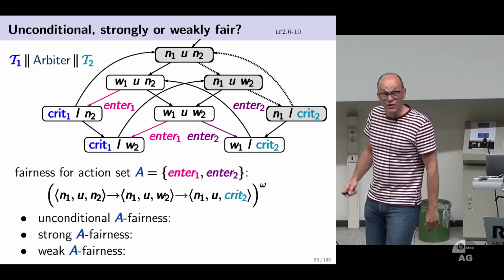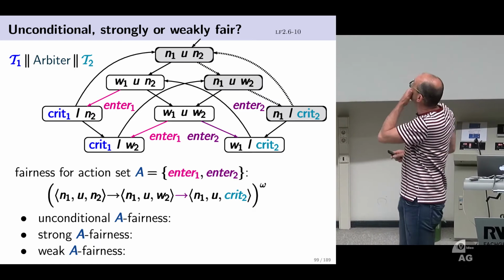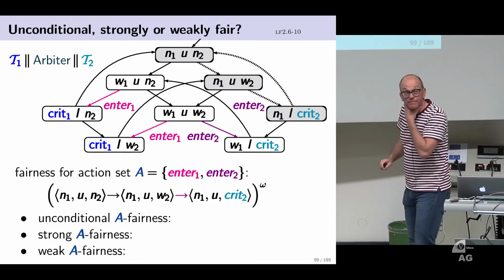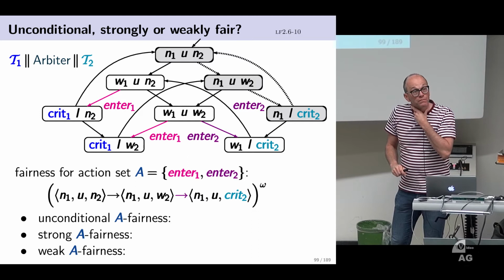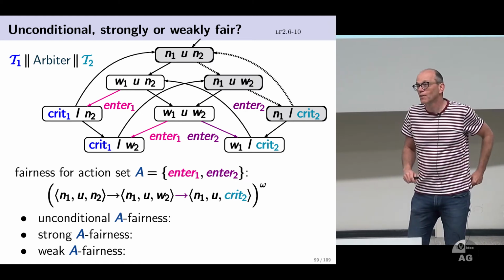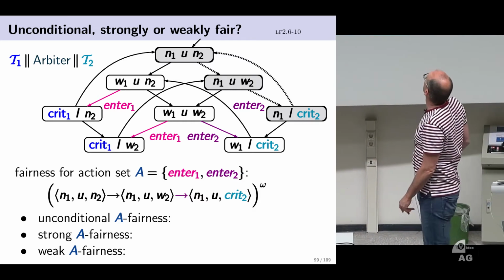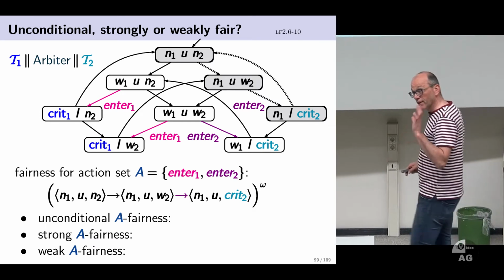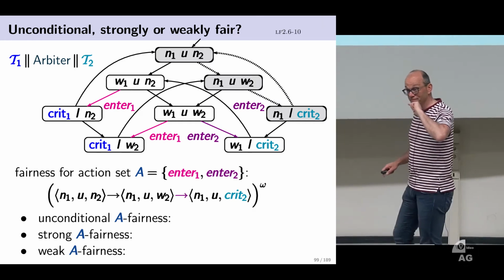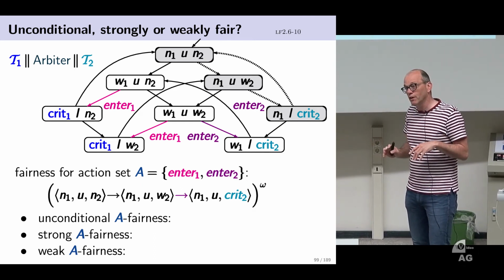Now a little bit more complicated question. I now extended this set by having 2 actions, enter 1 and enter 2. Okay, so we look at this behavior. Question, is this unconditional A fair? You say yes. You say no. That's nice. Why do you say no? Yes, but the definition says it's okay to take some action of A infinitely often. Some action of A. We do this, we do enter 2 infinitely often. We don't do enter 1 infinitely often.